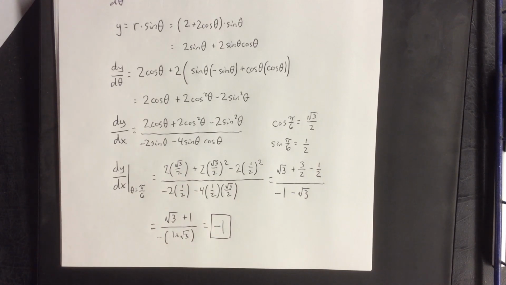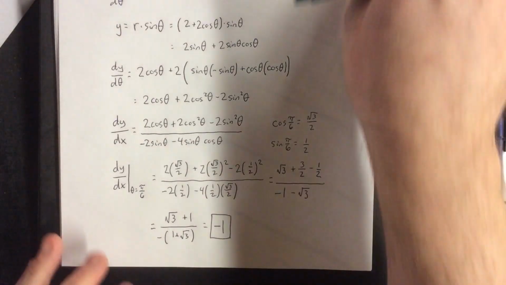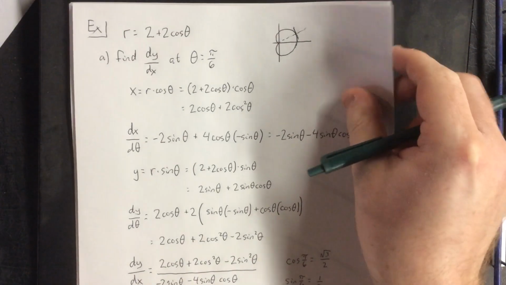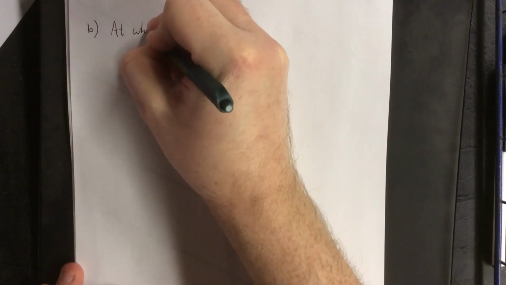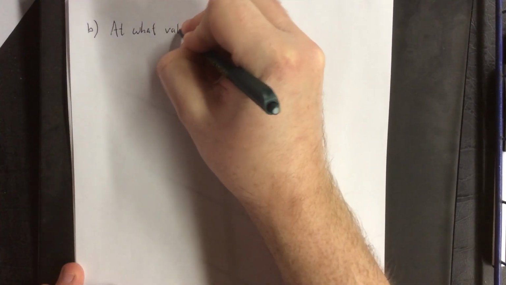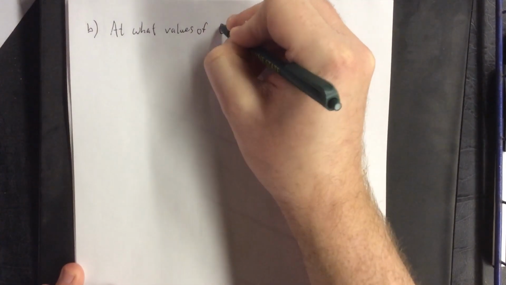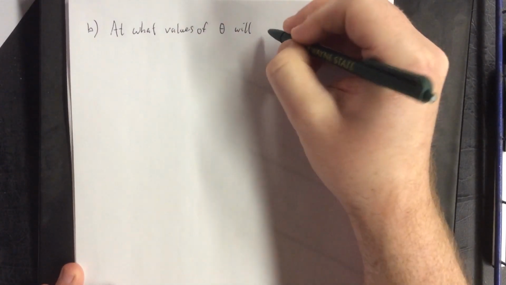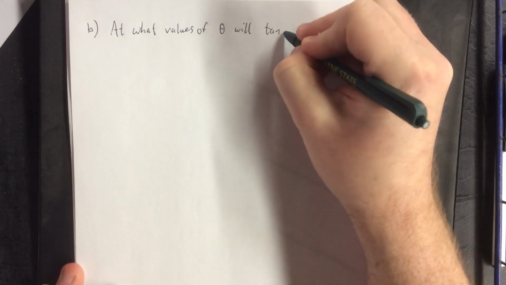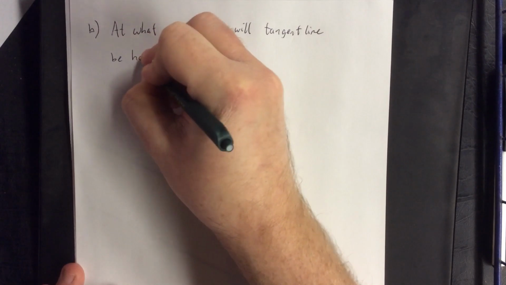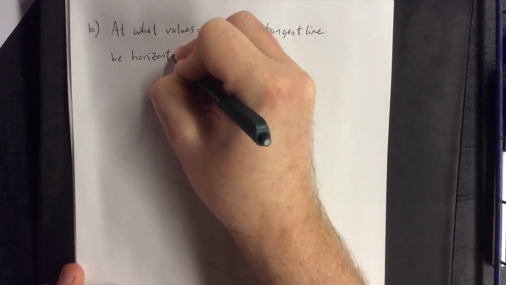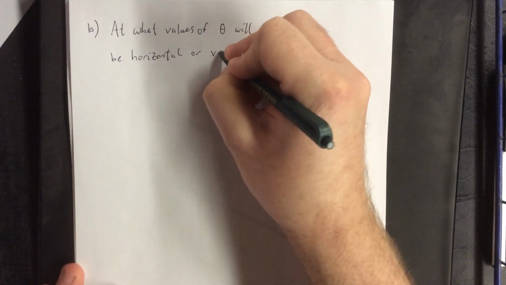Now, another problem of interest for this problem, and I will call back to this sheet when it is the appropriate time to do so. I'll keep that sheet right here so it's handy. Another good problem to consider is at what angles or at what values of theta will the tangent line be horizontal or vertical?